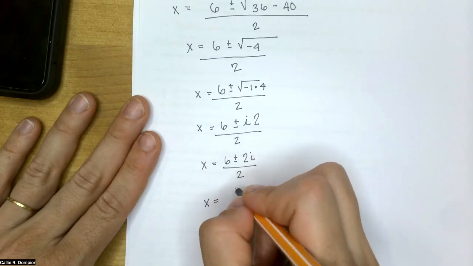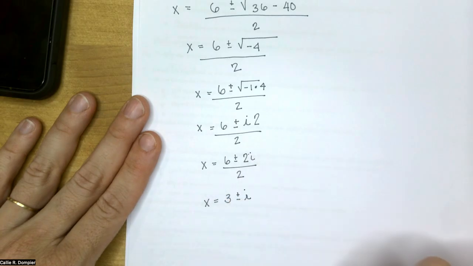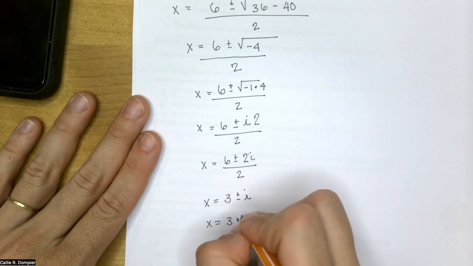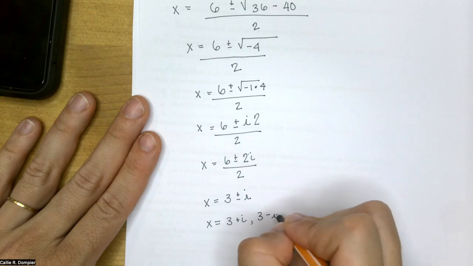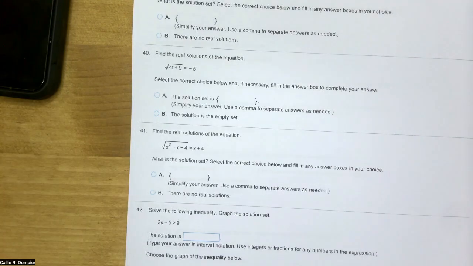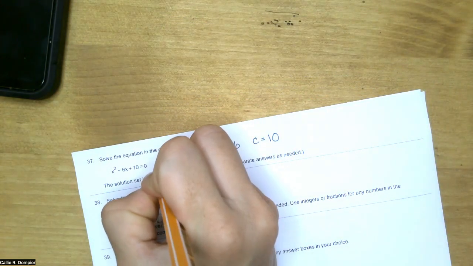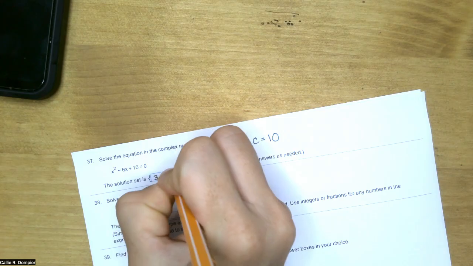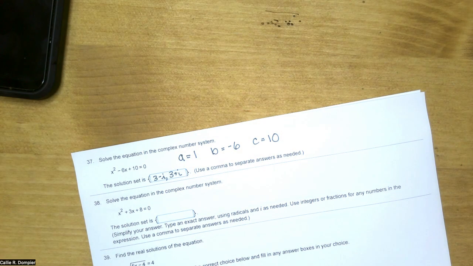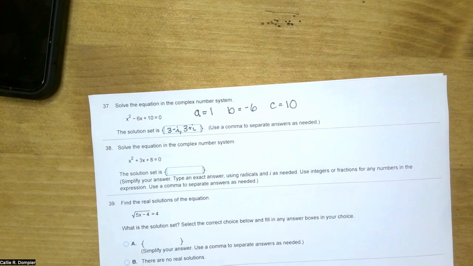X equals 6 divided by 2 is 3. And then 2 divided by 2 is 1. So x equals 3 plus i, 3 minus i. Good? Okay. I'm going to skip number 38.